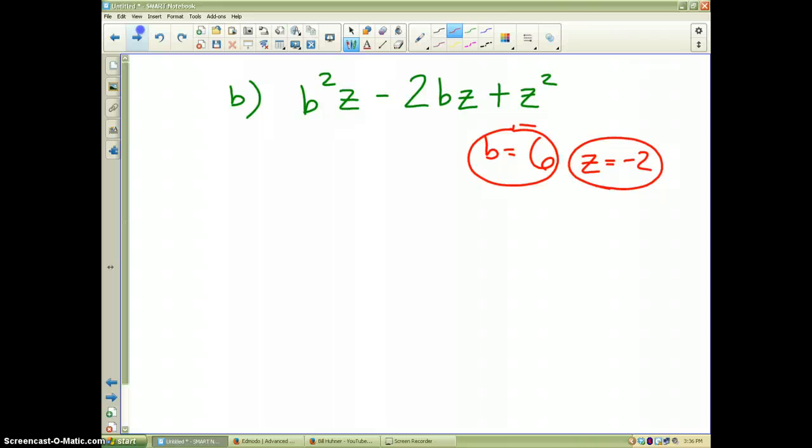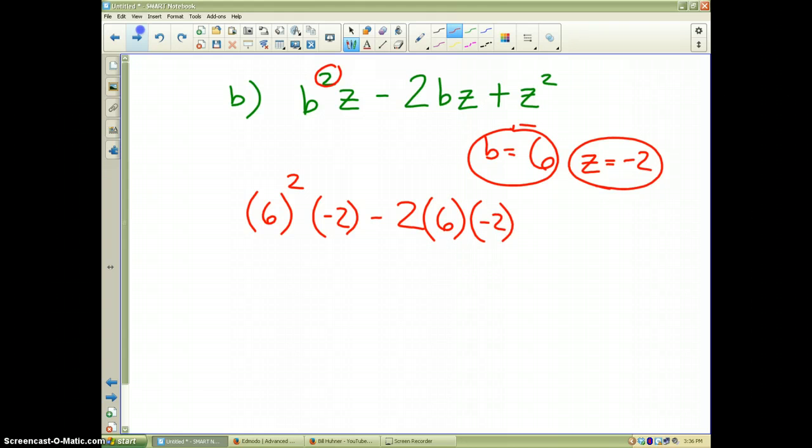All right, I'm going to substitute my numbers in. Again, I'm going to put it in parentheses. 6 is b, and then I'm going to square that. That square is on the outside of the parentheses. Another important reason to always substitute numbers inside parentheses. Times z, which is -2. Minus 2 times 6, which is b, times -2, which is z, plus -2 in parentheses squared. Again, this is another very valid reason to use parentheses.